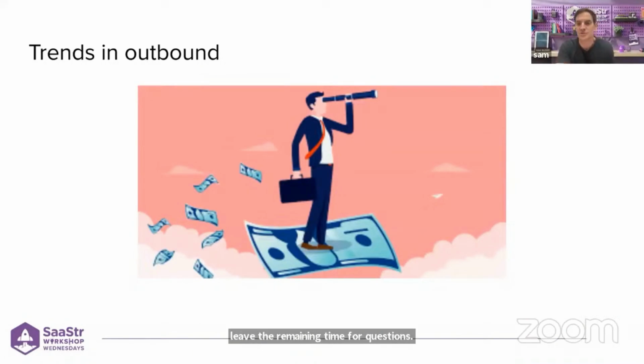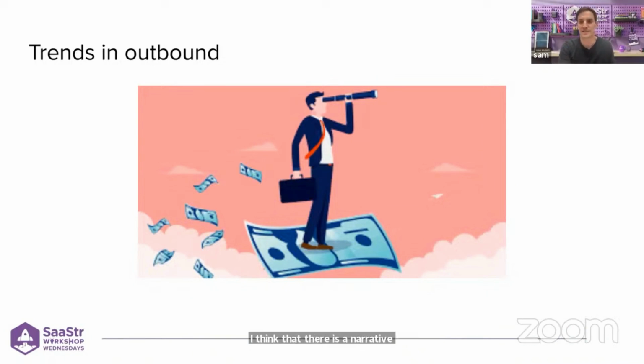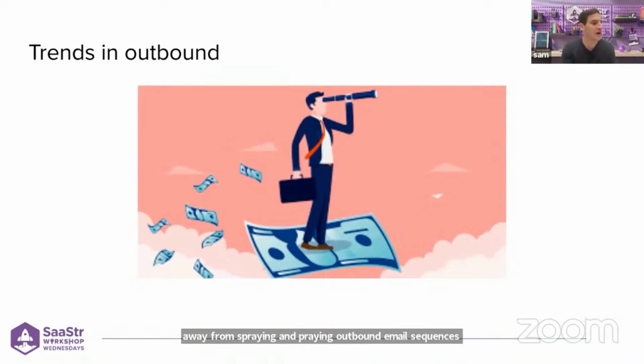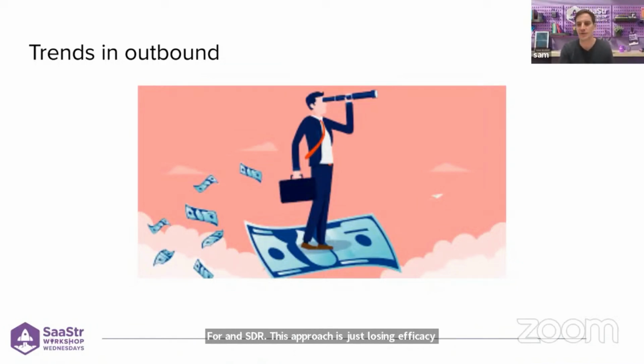I want to finish just on trends and outbound. I think that there is a narrative that from an outbound standpoint and within SDR as a function, we are moving away from spraying and praying outbound email sequences, and that being the primary function and responsibility for an SDR. This approach is just losing efficacy. I think any leader in an organization is receiving countless outbound emails today from companies that they haven't heard of, sent by people they don't know. And most of the time they don't read them and they go into the archive or whatever. And I think that is somewhat consensus.